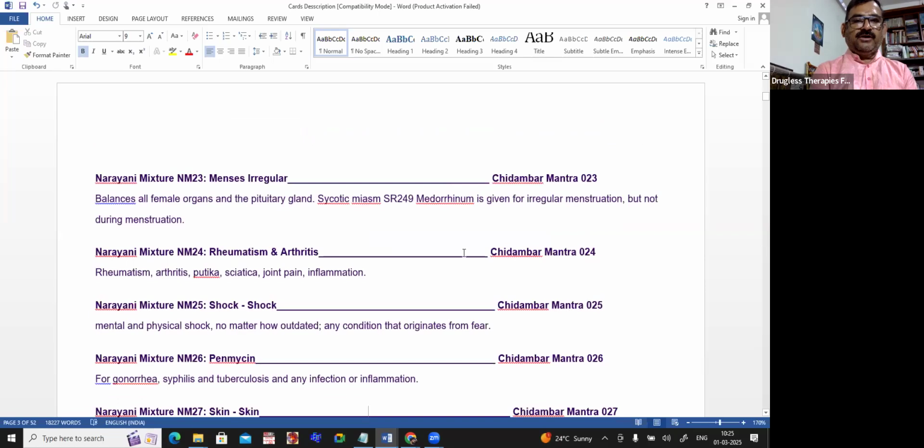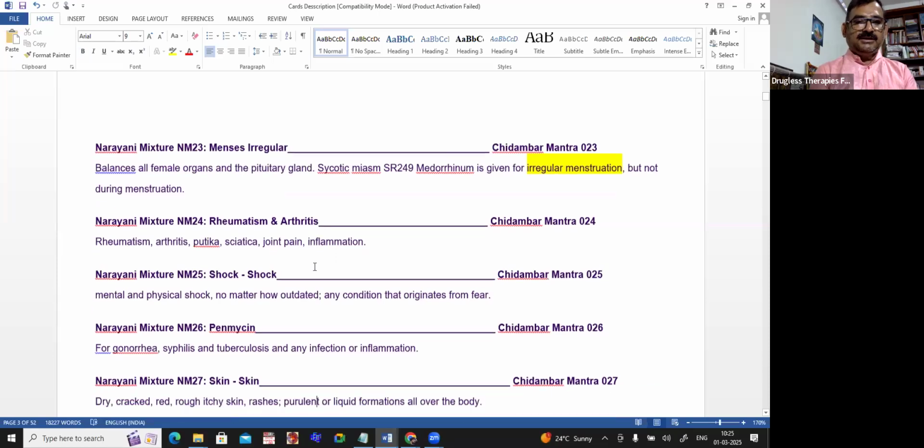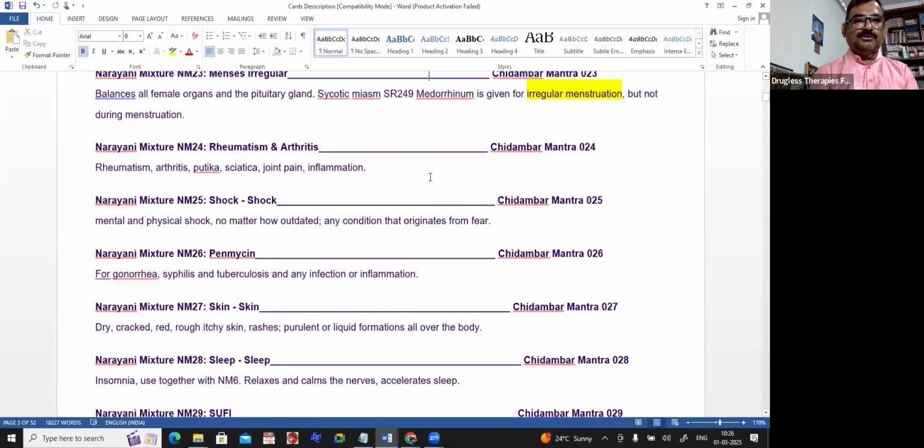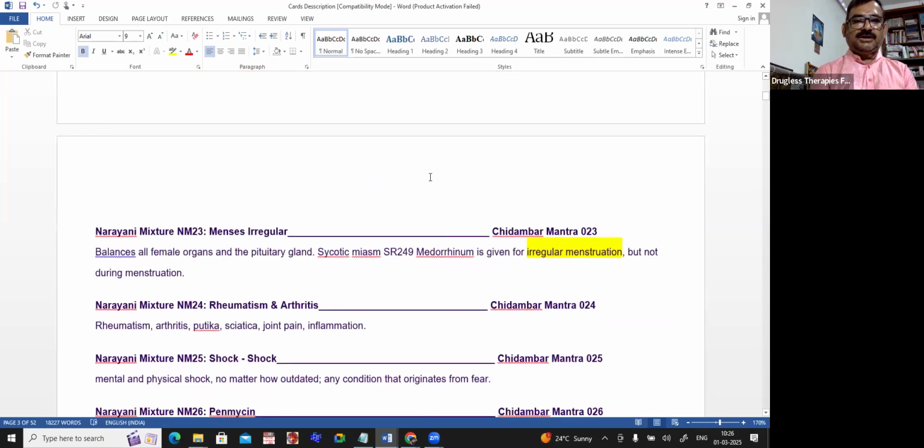So menses irregular, for irregular menstruation. Only one word answers, and it will be very easy. I want everybody to score 100 out of 100, or full out of full. I have not decided how many questions I'll give, but you are allowed to refer, because you are dealing with the human body, so that you can refer and answer. There is nothing like that.